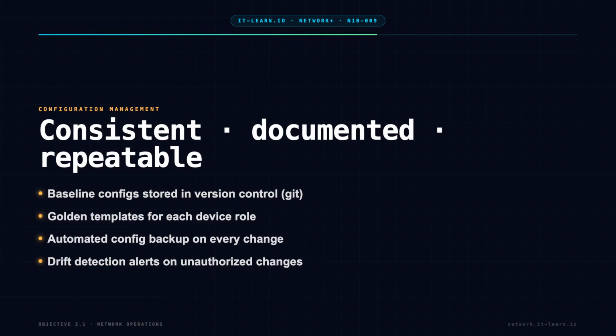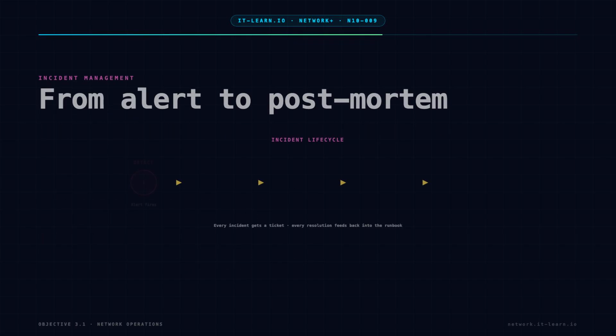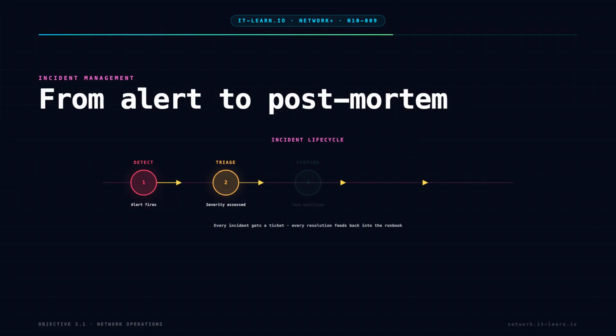Incident management is the process of identifying, analyzing, and resolving network incidents. An incident is any unplanned event that disrupts or reduces the quality of network service. The incident management process typically involves detection and reporting, categorization and prioritization, investigation and diagnosis, resolution and recovery, and documentation and review.